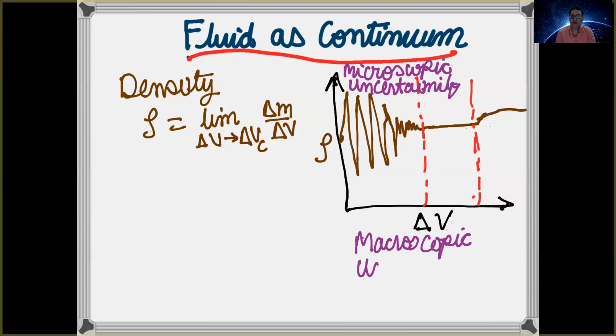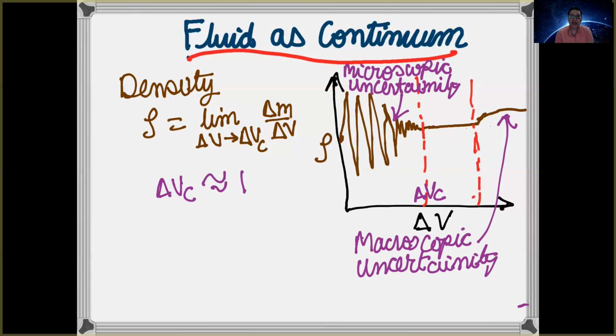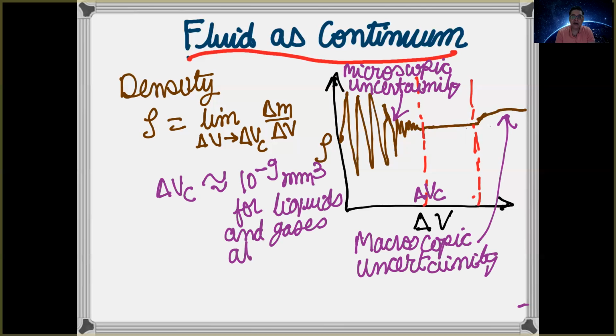So we are not working in this uncertainty region, shown here as microscopic uncertainty and macroscopic uncertainty. Note that the magnitude of this critical volume is of the order of 10 to the power minus 9 meter cube for liquids and gases at atmospheric pressure.